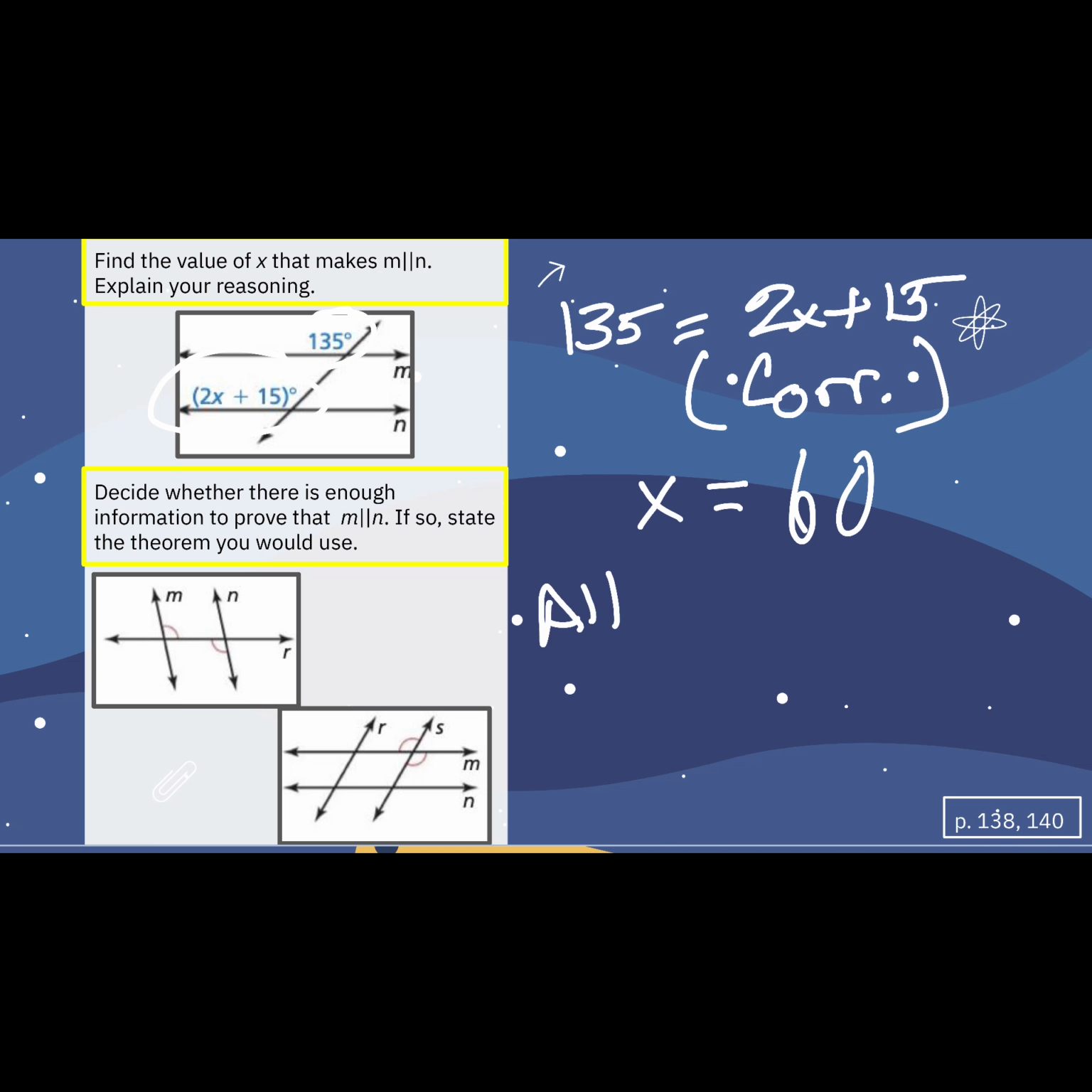What did our theorem say? If we have alternate interior angles, then do we have parallel lines? Yeah, we do. Yes. Now look at the second picture. What type of angles are those? What relationship do they have?